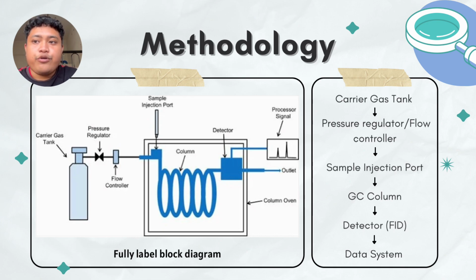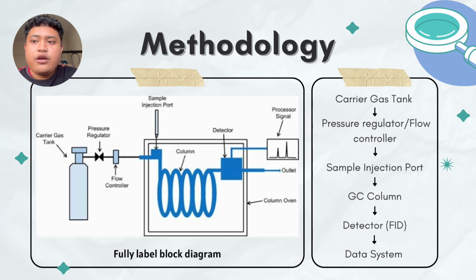The process starts with a carrier gas tank, which provides an inert gas such as nitrogen or helium. Next, the gas goes through the pressure regulator and flow controller. Next, the sample is introduced through the sample injection port. Then the mixture moves into the GC column, which we can see based on the block diagram is inside the column oven.